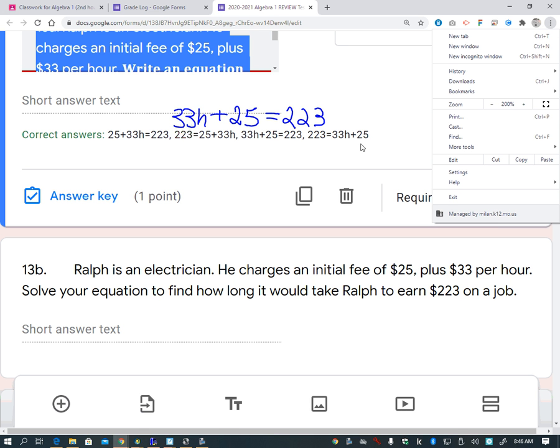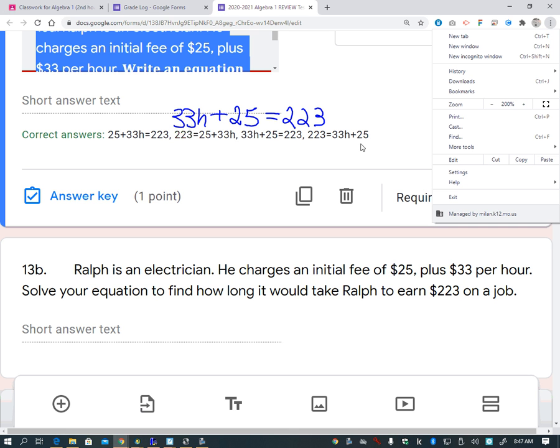Okay? Do we have to put it in order? No, look, there's multiple different orders. The problem is that if you accidentally include a space, it's going to get counted as wrong, so it may not even be an order thing. Notice here, we can flip the order of the 25 and 33H. We can have 223 over on the left-hand side equals everything over on the right-hand side. The order can vary somewhat. Now, it can't be 223 plus 33H equals 25. You understand? So there's a limit to what that order can be.